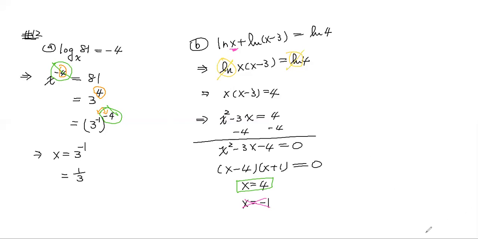Let's take a look at the last problem, number 13. Also we'll try to solve the equations here. Part A is 4 to the x minus 1 equal to 7 to the x. Then you say, oh boy, the base is different, so I cannot cancel it.